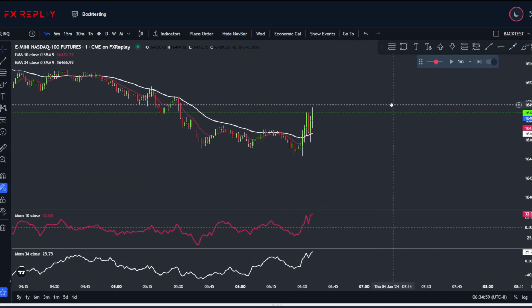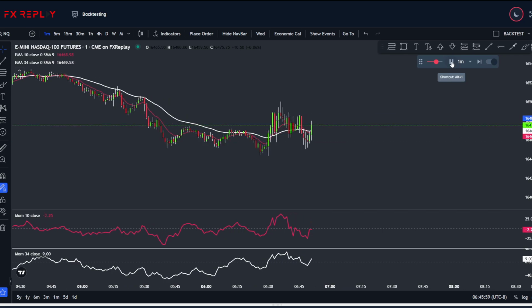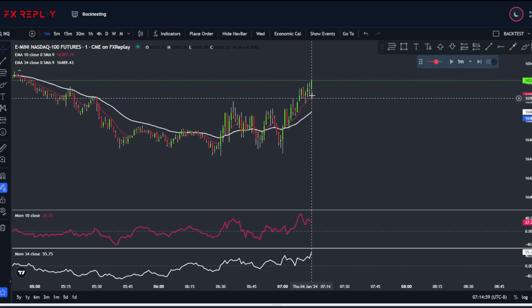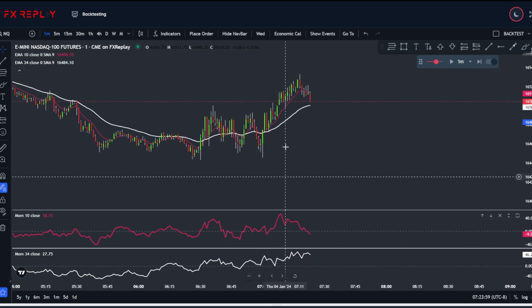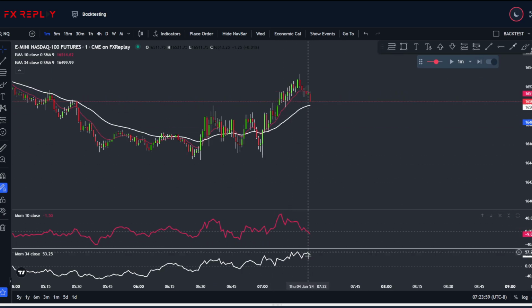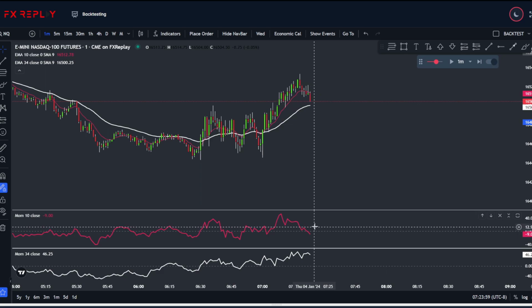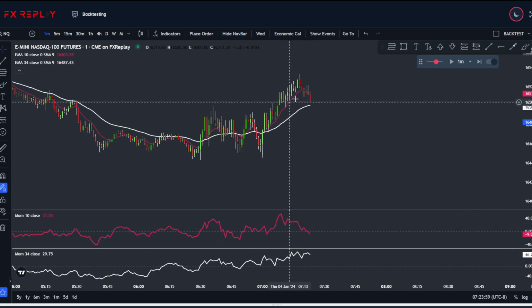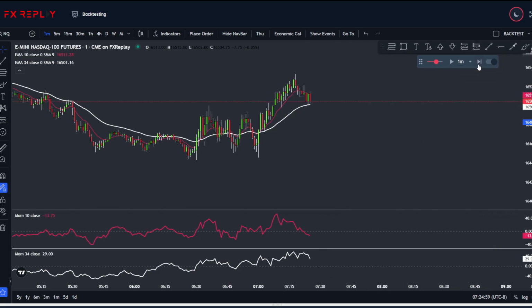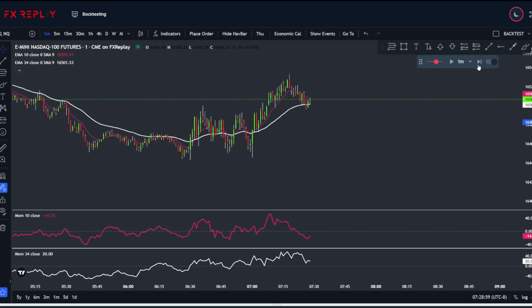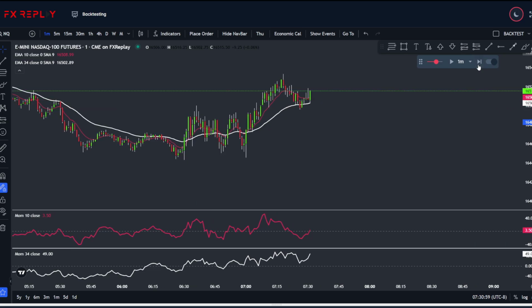2, 3, 4, 5. Okay, let's start. Okay, looks like we're going to be looking for buys at this moment. Okay, so we're almost clear for buys. We just need to cross back over on the 10 momentum indicator or above on the 34. Price has retraced back to the 34 EMA. So if we get a cross back above, we could take a buy. Okay, we've got a cross. We're in position.